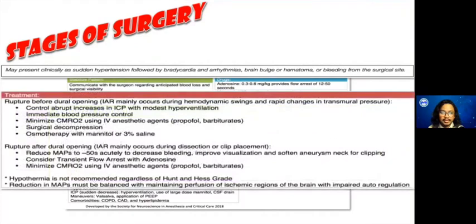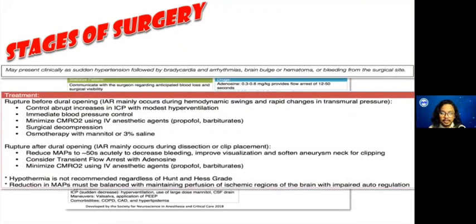Depending on the timing of rupture and stage of surgery, treatment may vary. If the rupture occurs before dural opening, these maneuvers may be employed. Abrupt increases in ICP are controlled with modest hyperventilation. Immediate BP control is recommended. Another goal would be to minimize the CMRO2 using IV anesthetic agents such as propofol or barbiturates, still with the caveat of their effects on MAP. The immediate surgical goal will be decompression, and this may be facilitated by osmotherapy with mannitol and hypertonic saline.